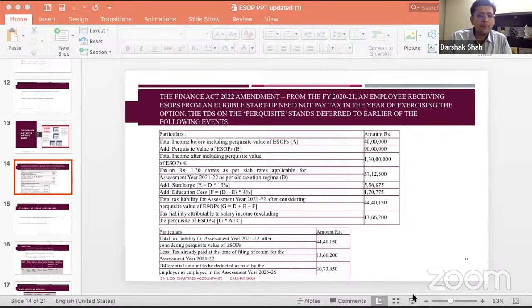So that's the point. Taxation, we all are aware of, ESOPs are taxed at exercise time.